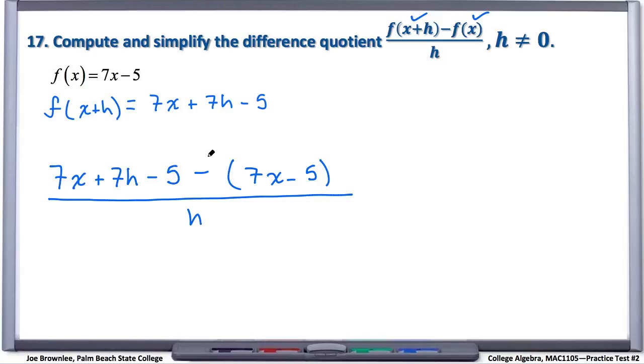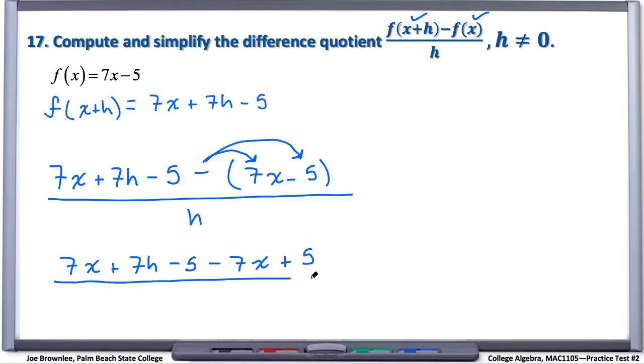All right, so let's go ahead and simplify this numerator a little bit, and we'll do that by distributing this negative through. So we have 7x plus 7h minus 5, and then a negative times a positive 7x is minus 7x. A negative times a negative 5 is plus 5, still all over h. And now if we look at our numerator, we've got some like terms that are going to cancel out. We have a positive 7x and a minus 7x. So those two terms cancel out. Here we have a negative 5 and a positive 5. Again, those two things cancel out.